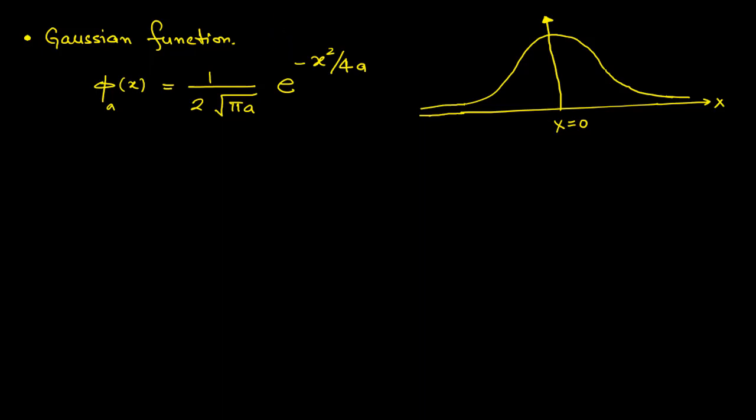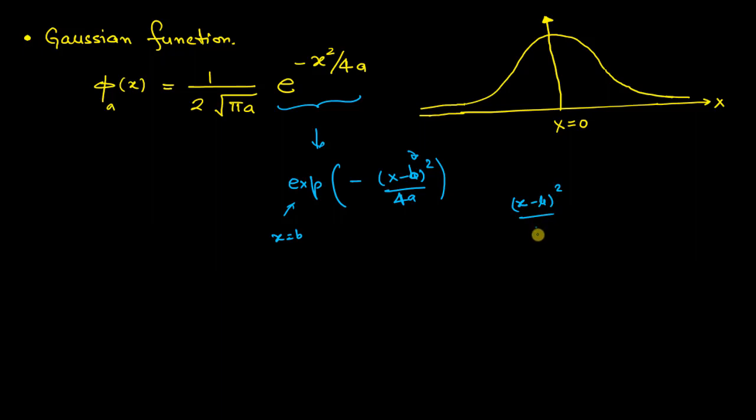How do I know that? Suppose this exponential is of the form exponential of minus x minus b whole square divided by 4a. So this function is symmetric about x is equal to b. So this is x minus mu whole square divided by 4a, with a minus sign in the exponential. So this mu represents the mean value.